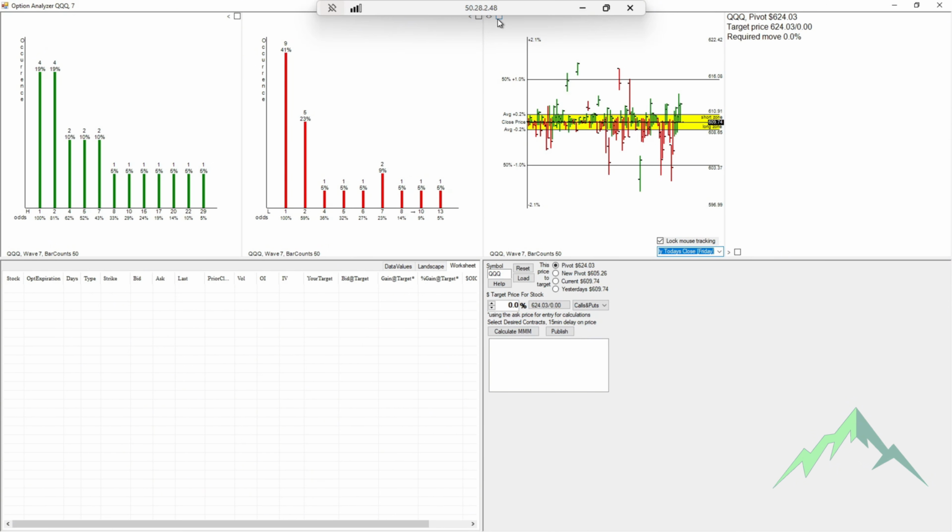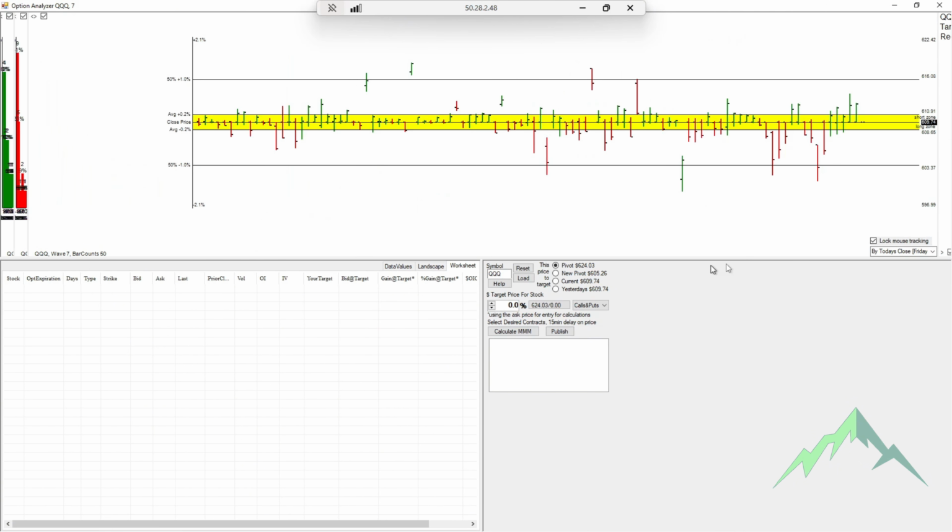Click this up in the top left and you can expand it. And also make sure you have it set to current. If you have it set to pivot, you're going to be grabbing the wrong values. So always change it to current. So now you have this yellow box in front of you.